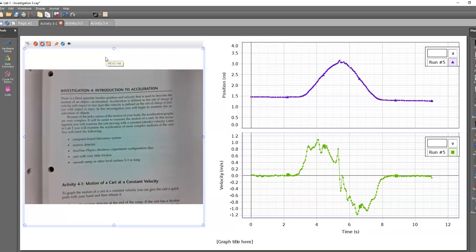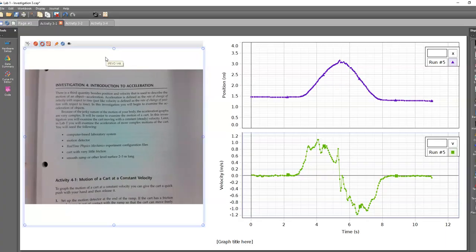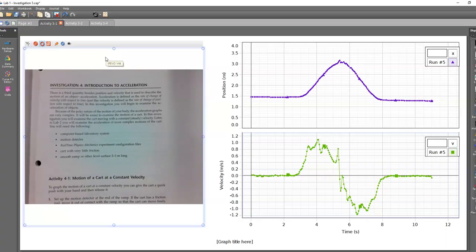So investigation 4 is an introduction to acceleration. There's a third quantity besides position and velocity that's used to describe the motion of an object called acceleration. The acceleration is defined as the rate change of velocity with respect to time, just like velocity is defined as the rate change of position with respect to time. In this investigation, you'll begin to examine the acceleration. Because of the jerky nature of motion of your body, the acceleration graphs are very complex. It'll be easier to examine the motion of a cart. In this investigation, you'll examine the cart moving with a constant, steady velocity.